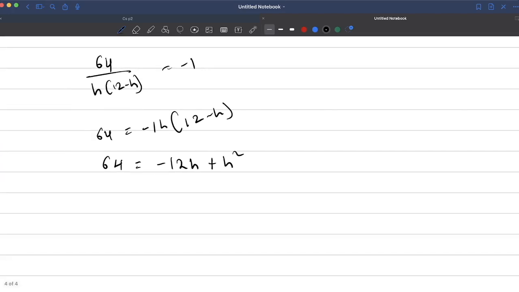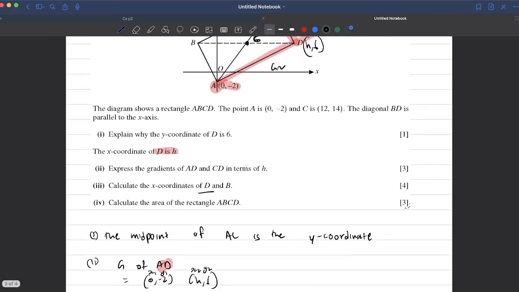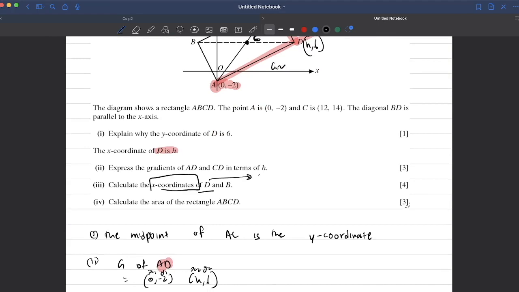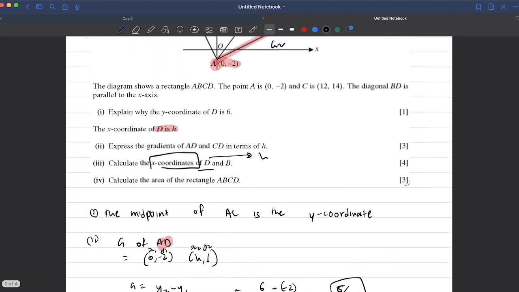Once you have this information, it becomes just rearranging into a quadratic, then you use your calculator. So h squared minus 12h minus 64 is equal to 0. Now I'm going to put this in my calculator: 1, -12, -64. You get h is equal to 16 or h is equal to -4. So these are my two values of h. The question asked me to find the x coordinates, and remember, the x coordinate is my h. So that was my x coordinates for h.